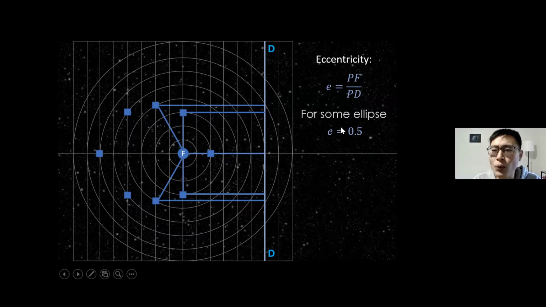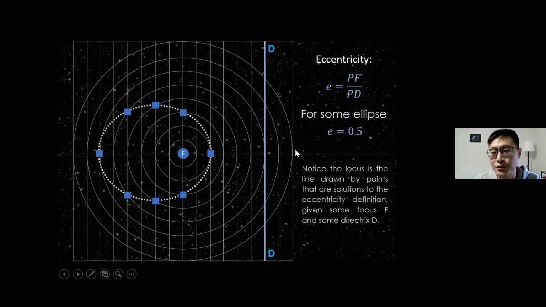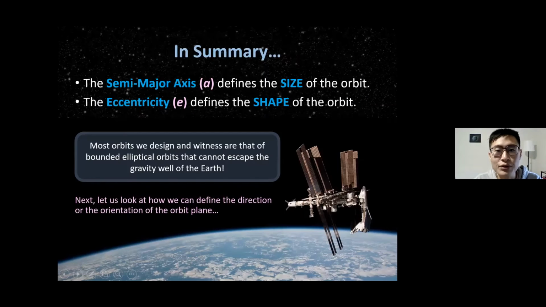And notice that I didn't actually change the constraint equation structure. All I did was change the value of the constraint equation, right? And this completely changed the trajectory of where this shape would be. So this is an ellipse, and in particular, it's an ellipse with an eccentricity of 0.5. And so these are very useful for us in defining what the shape of an orbit is.